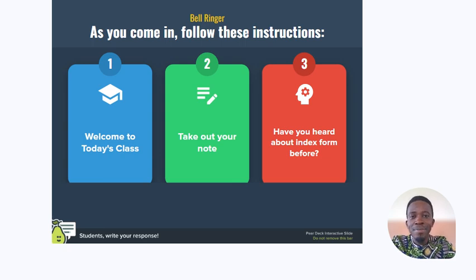What you need to do is to take out your notes and get ready for what we'll be discussing today. Before we move on to the topic of today, I need to ask you, have you heard about index form before? Index form. Probably in your primary school, in your junior classes.